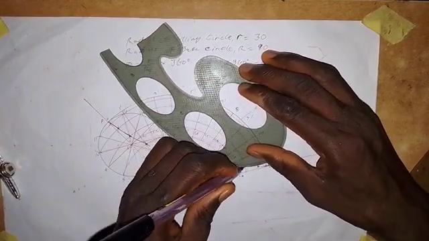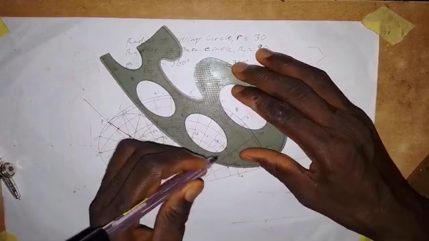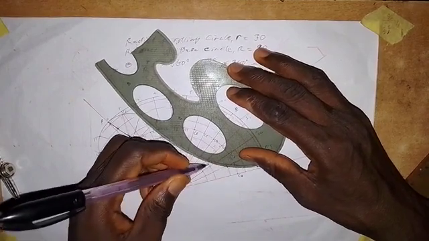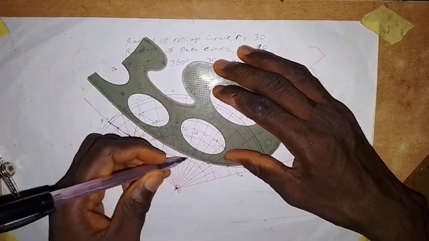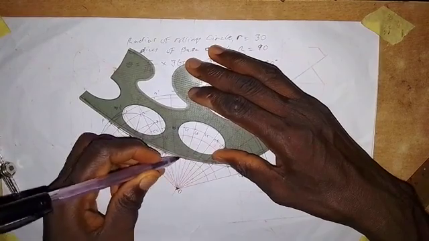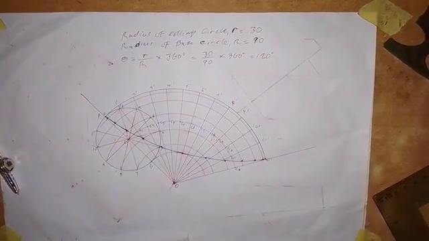And we connect this together with this, and we connect this together, and then the last one, we connect this together. So this is the curve that we call hypocycloid.